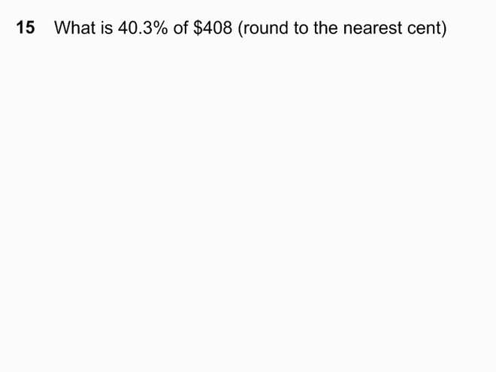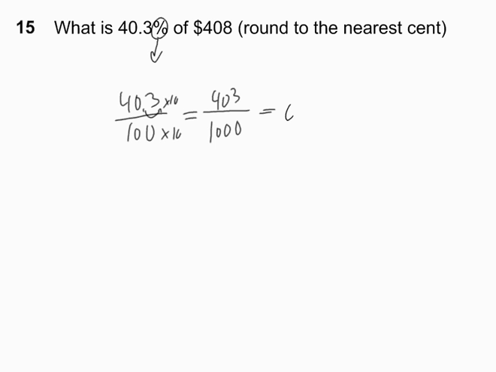40.3% of 408. Again, we're dealing with percentages, so the first thing I want to do is put 40.3 out of 100. That's 40.3%. An equivalent fraction that doesn't have a decimal would be 403 over 1,000. Simply multiply by 10 because I need to move the decimal one place over, which is 0.403. That's 40.3% of 408.